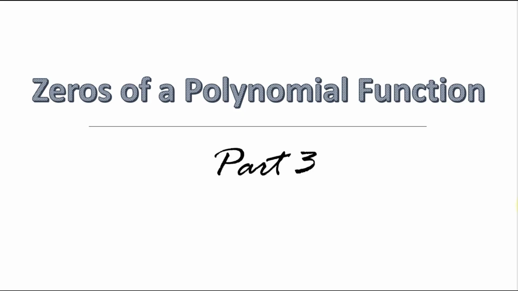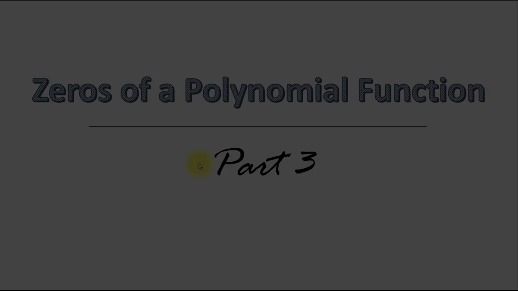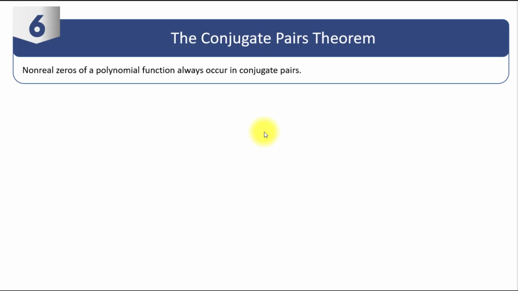Hi everyone, this is our final video in the series of videos about zeros of a polynomial function. In this video, we're going to learn two more theorems about zeros of a polynomial function. The first one is called the conjugate pairs theorem, and basically it says that non-real zeros of a polynomial function always occur in conjugate pairs.